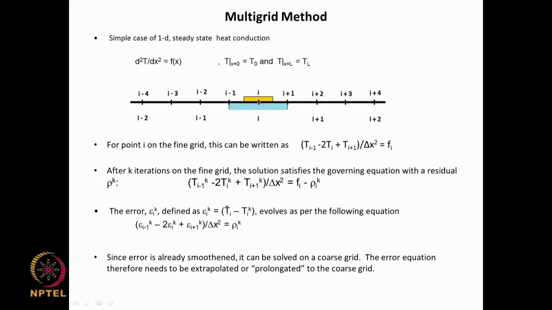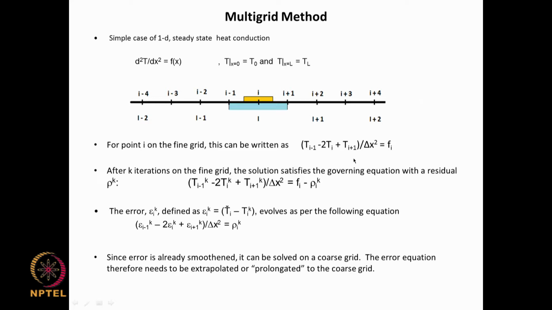So, for point I, which is there in the fine grid and also in the coarse grid, this equation can be written as (T_{i-1} - 2T_i + T_{i+1}) / delta x squared equal to F_i. This is our conventional finite difference formula at point i with a grid corresponding to the small i's. So you have small i minus 1, small i, and small i plus 1. That gives you a central difference approximation, and if you do this for all the grid points, you get AT equal to B, and then you can solve it.